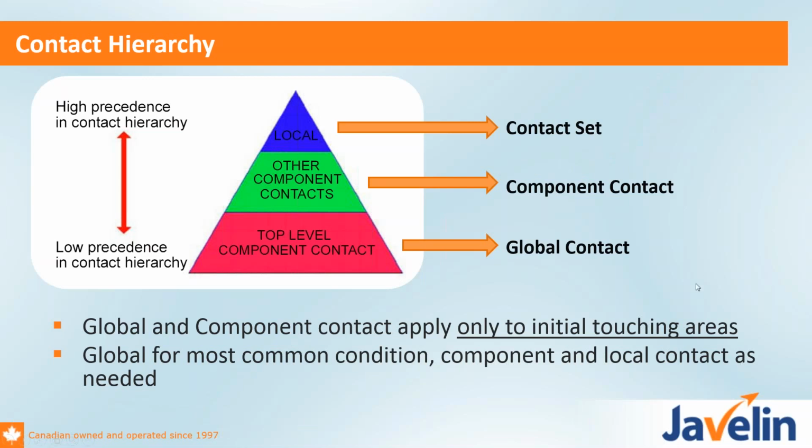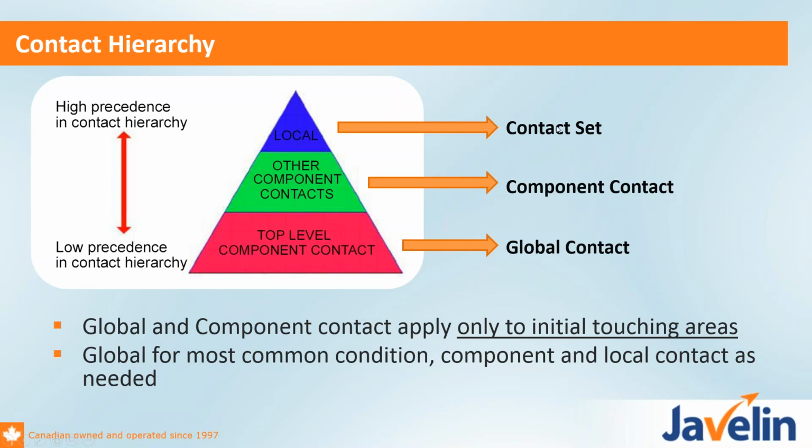But the main scheme here is to use your global contact to basically set the contact condition that will affect most of your parts. So if most of your parts are bonded, set your global contact to bonded. Then we can go into the other components that are no penetration, and we can use component contact or contact sets to set those. And you'll see here, component contact actually overrides global contact. So even if global is set to bonded, if you have two parts set to no penetration with component contact, that will override your global bonding. And contact sets will override everything.